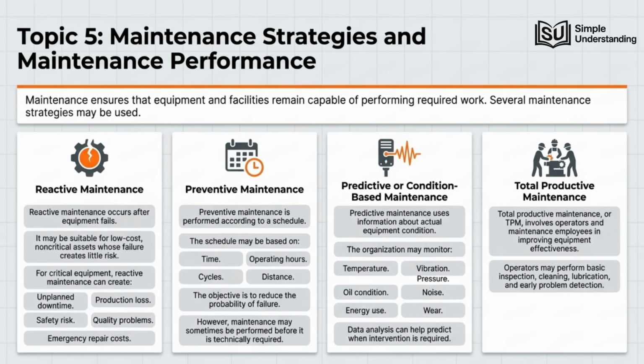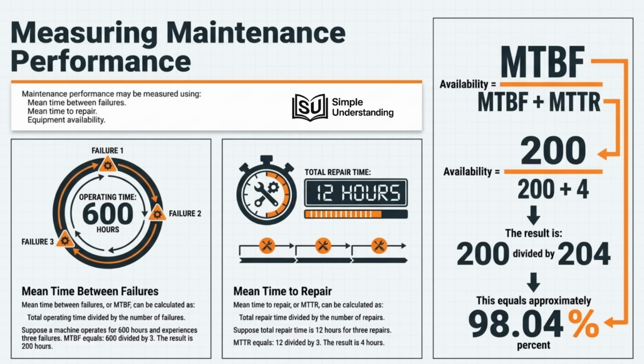Total Productive Maintenance, or TPM, involves operators and maintenance employees in improving equipment effectiveness. Operators may perform basic inspection, cleaning, lubrication, and early problem detection. Maintenance performance may be measured using mean time between failures, mean time to repair, and equipment availability.